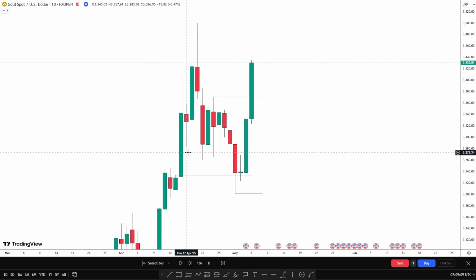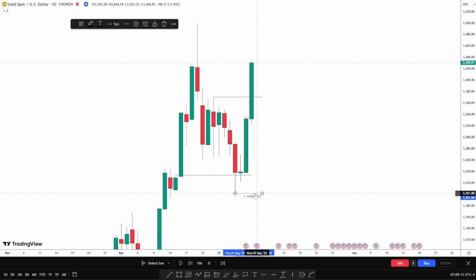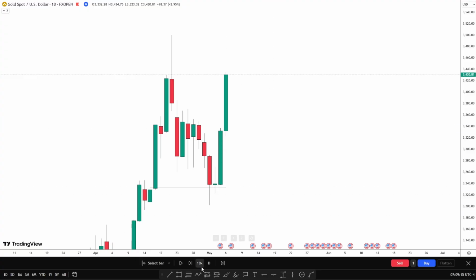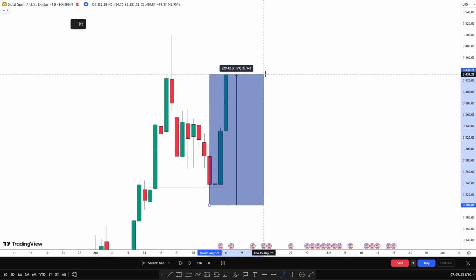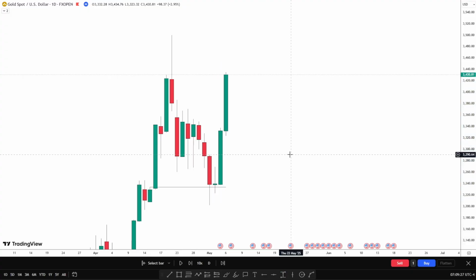So now it has tapped into an inefficiency, taken out external range liquidity, and it is in an overextended range. What do I mean by an overextended range? So as you can see, price has had a very volatile move to the upside of about 230 pips. So that is a very overextended range on the daily time frame. So my best bet is that price now wants to rebalance to equilibrium. We've taken out internal range, external range. Now the last step is equilibrium of the range.